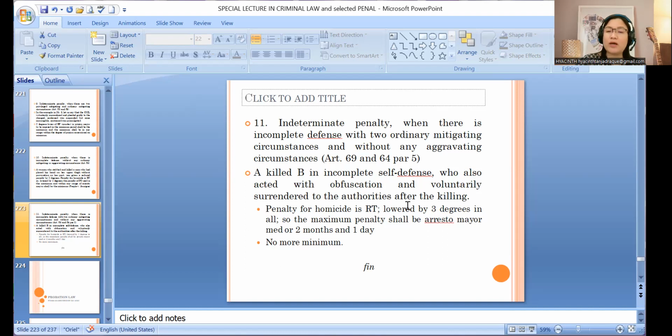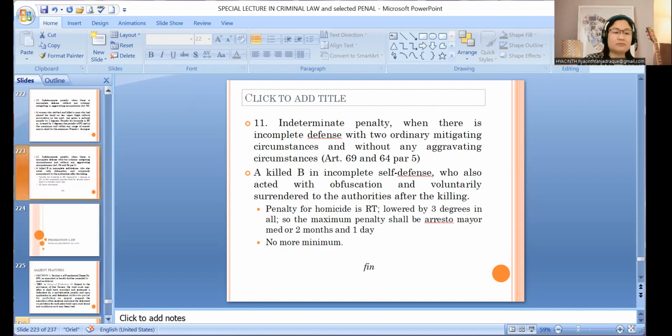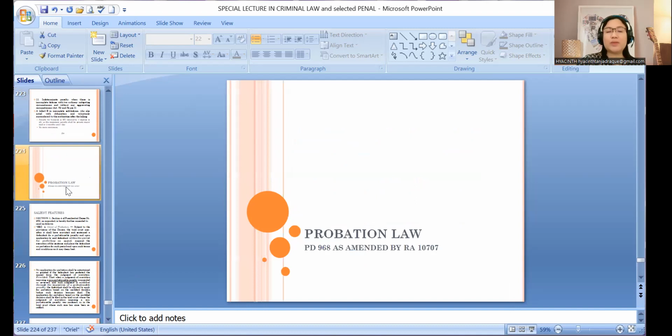No more minimum. Why? Because arresto mayor is already below 1 year. Take note that one of the disqualifications for the application of the ISL is if the penalty imposed is less than 1 year. Hence, the penalty to be imposed upon the accused is arresto mayor. As simple as that. How about the probation law?